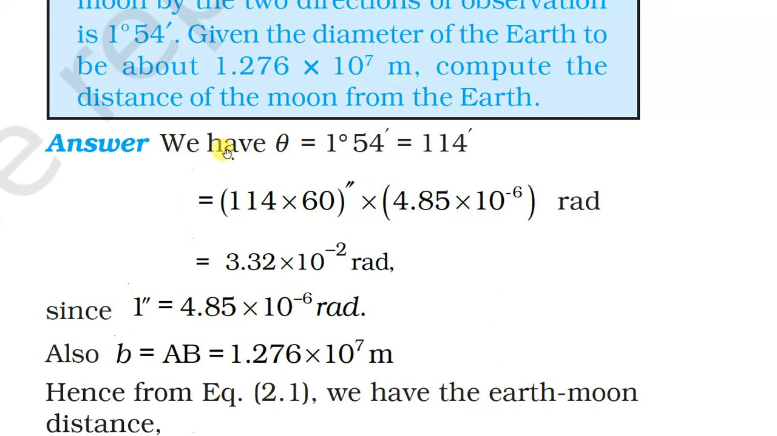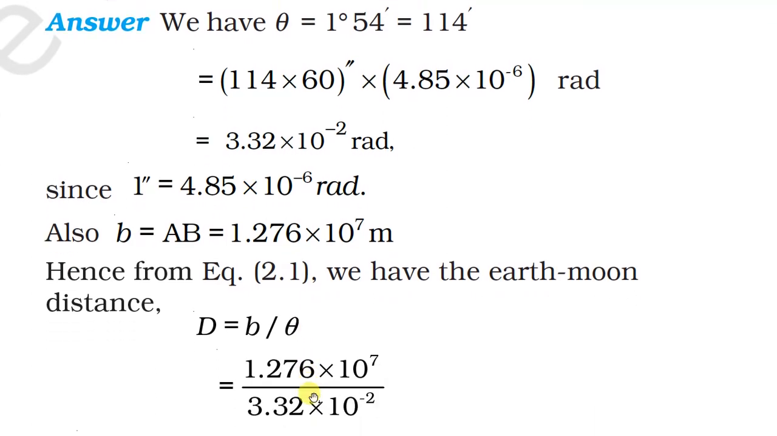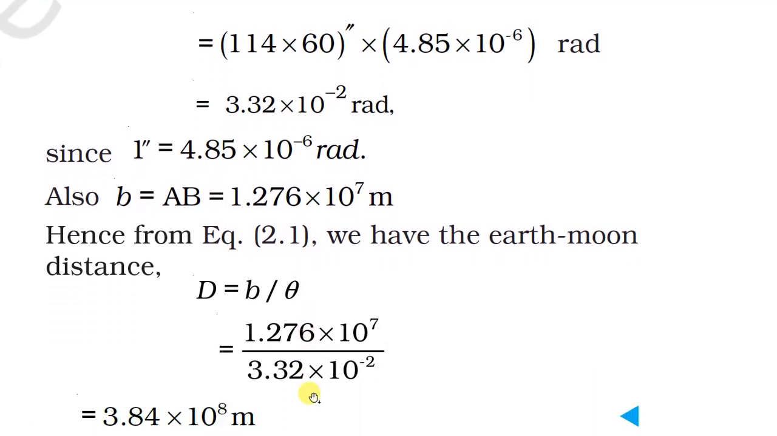Now see the value of b, the basis, the distance between the two observation points. It is equal to AB, which is 1.276 × 10^7 meters. Hence from equation 2.1, in the previous lectures we discussed the parallax method. Using this method for large distance measurement, we get d equals b upon theta, where b is 1.276 × 10^7 meters divided by theta.